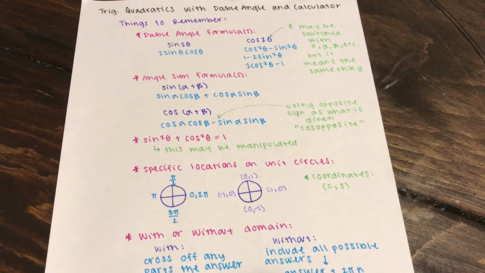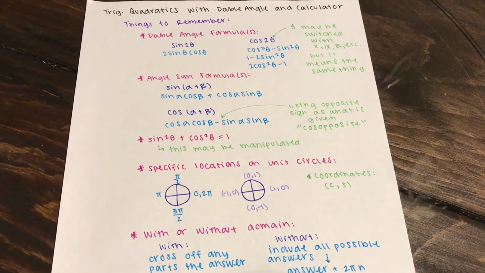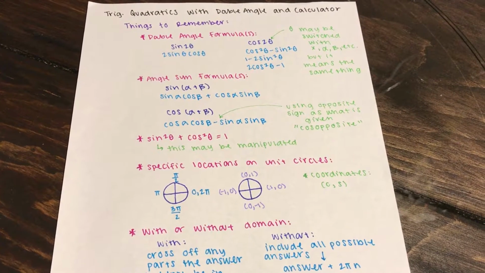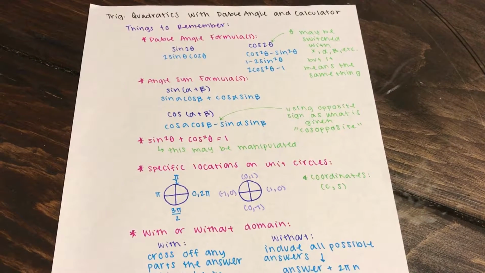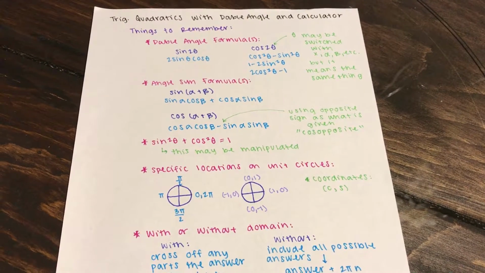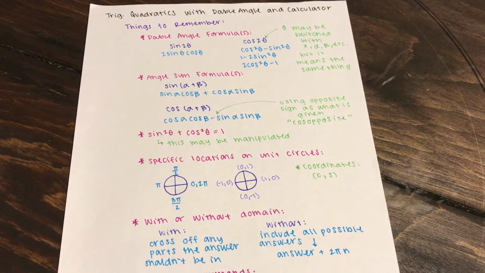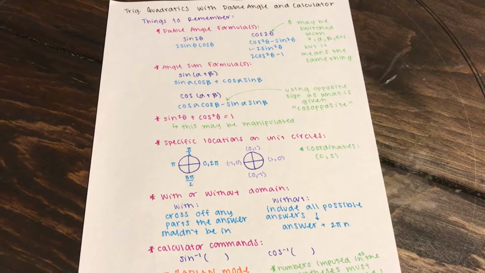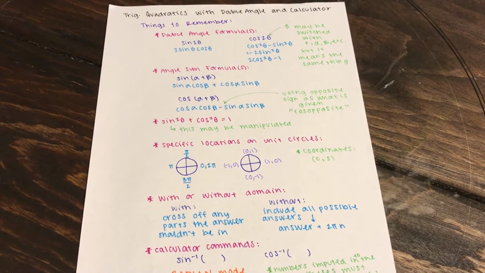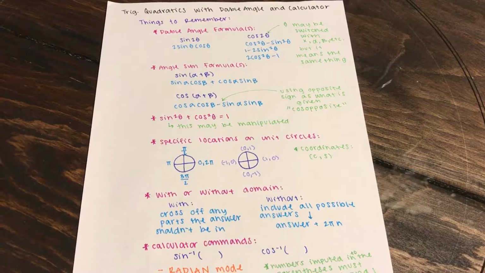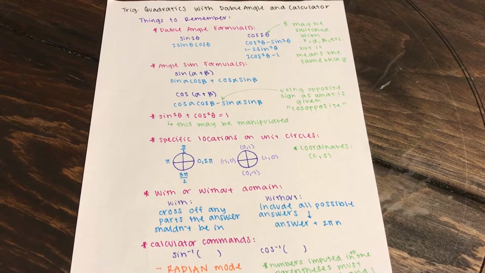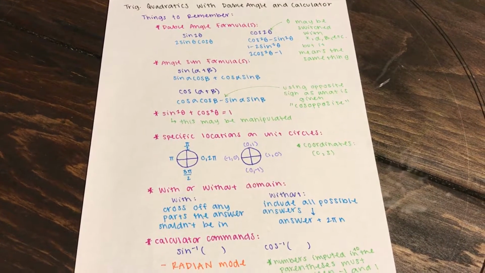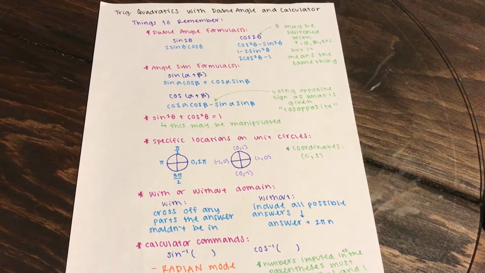You also need to know specific locations on unit circles, such as pi or -1, 0, and remember that the coordinates for these points on unit circles will be known as x is cosine and y is sine. You also need to remember what to do with or without a domain, and with a domain you will need to cross off any parts the answer shouldn't be in on the unit circle, and without a domain you need to include all possible answers. So you'll need to have your answer plus 2 pi n, which includes all possible answers to pretty much infinity.